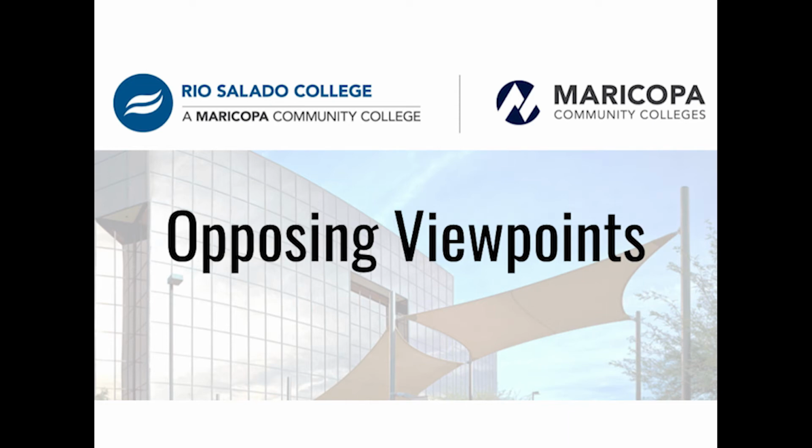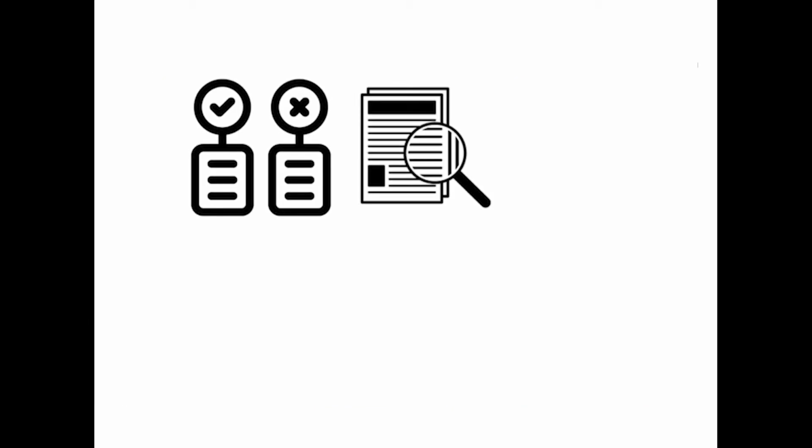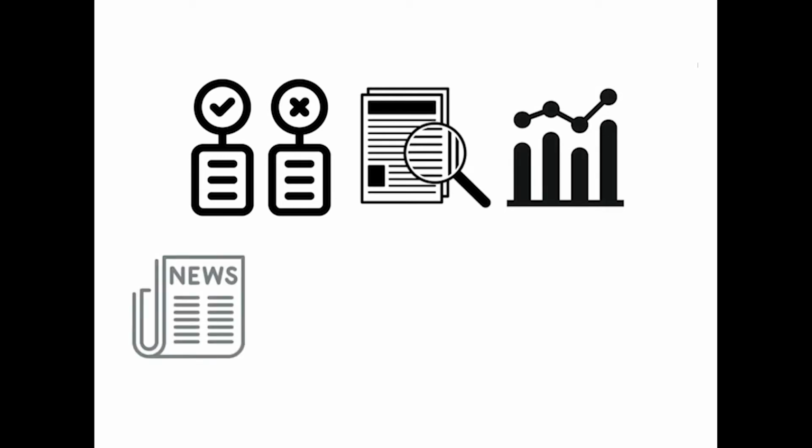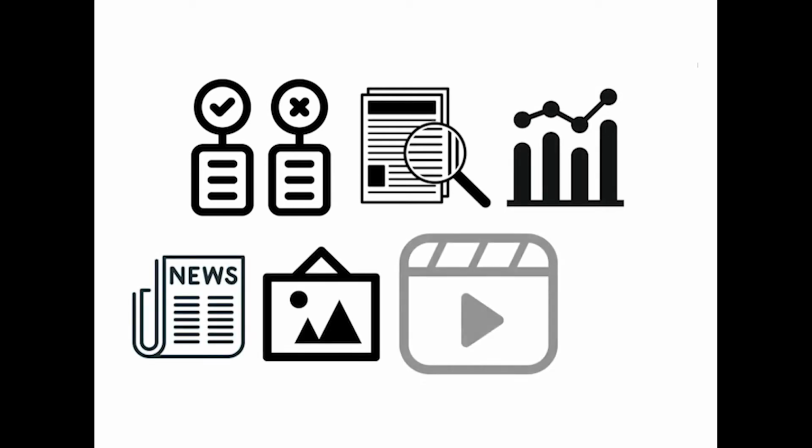Opposing Viewpoints is a library database that covers a wide variety of controversial issues and is a fantastic resource to help you find ideas for a topic. It includes viewpoints, journal articles, infographics, news, images, videos, and audio.